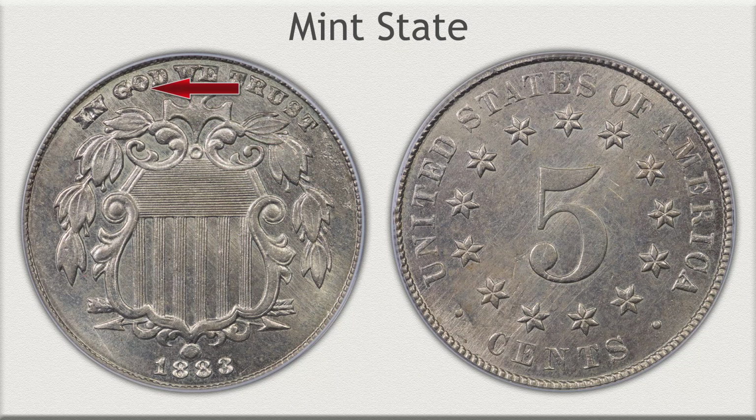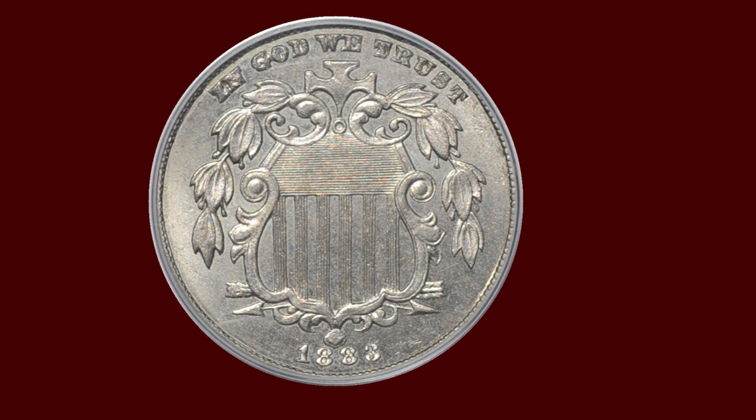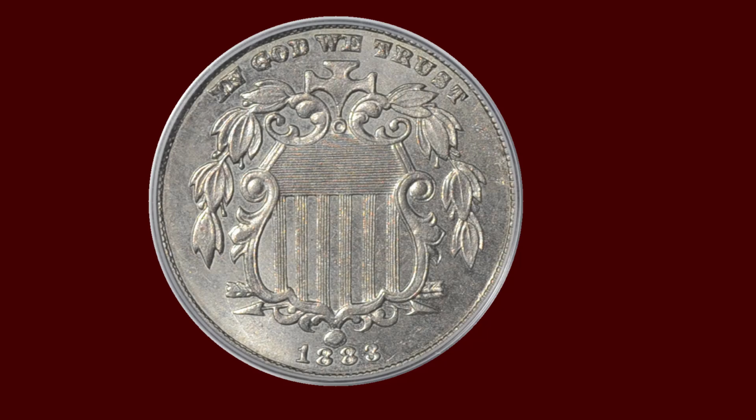In mint state condition, luster, the shine of the coin, covers the surface. This becomes an additional indication of a coin without wear. Luster is a fine-grained texture on the metal. It is also delicate and quickly worn as a coin circulates.